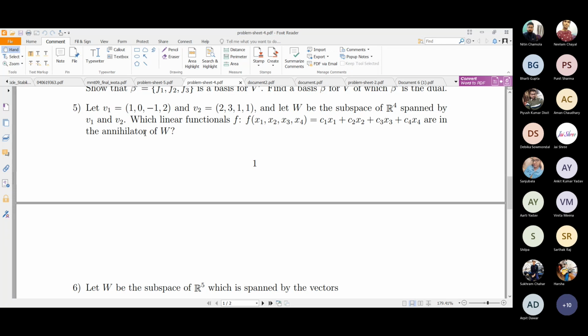Because that's what has been asked in this question, sir. Annihilator of W. So if V is a vector space and W is a subset of V, then there exists the annihilator of W, which consists of all functions f such that f of v equals 0 for all v belongs to W. Yes, correct.